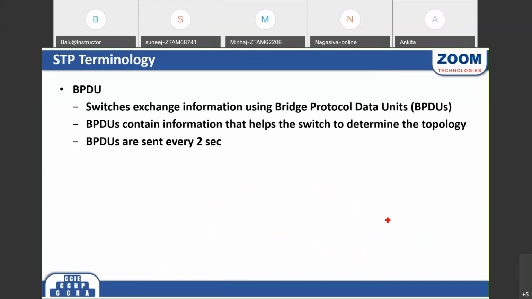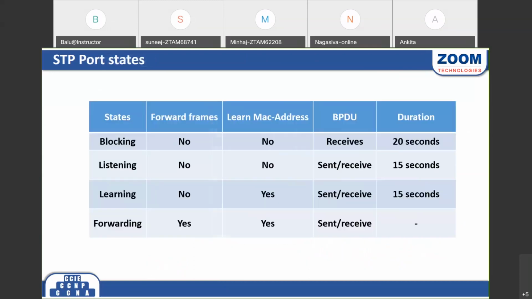Let me see the states clearly. STP port states: blocking, listening, learning, and forwarding. Forwarding frames means data communication, the short form you can say. Is data transmission possible in the blocking state? No. The listening state? No. Learning state? No. When is it possible? Only in the forwarding state.